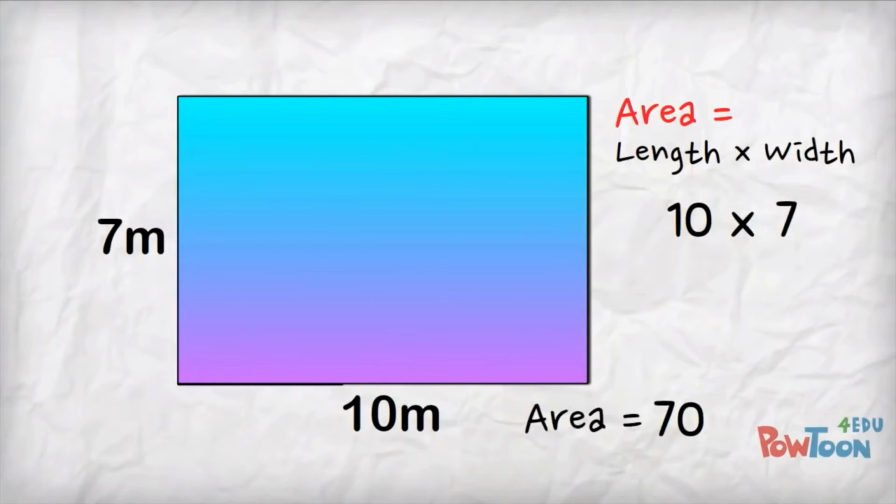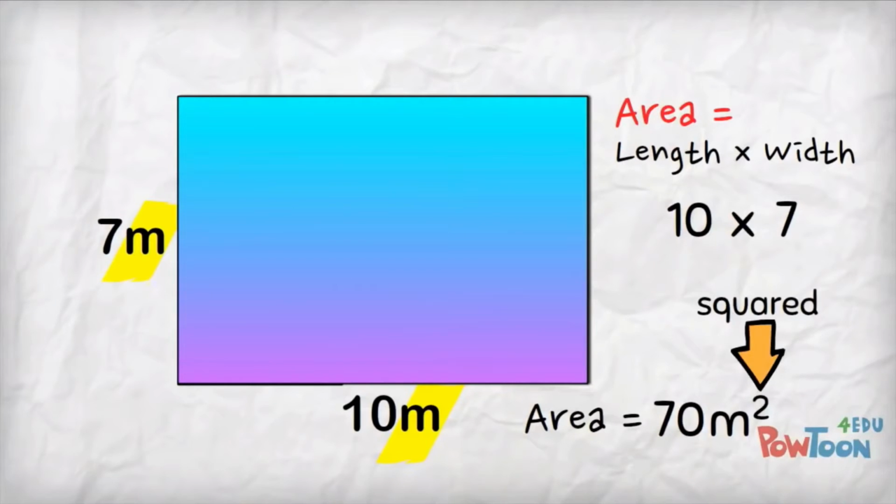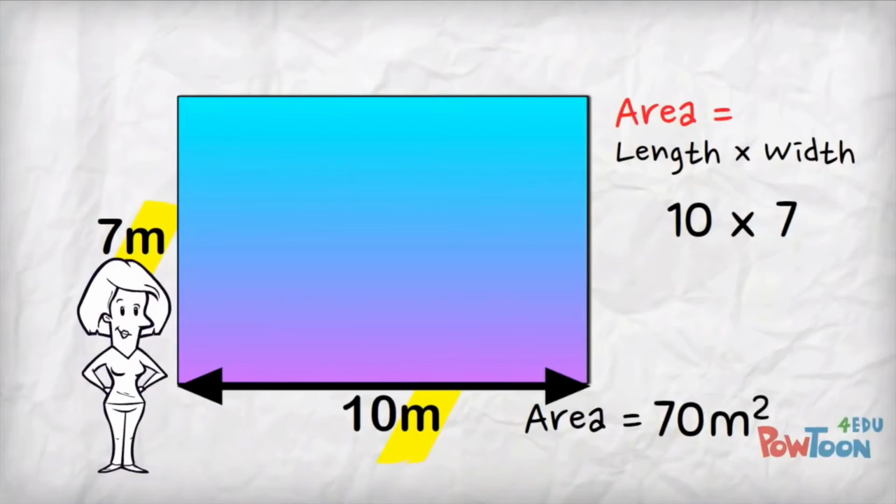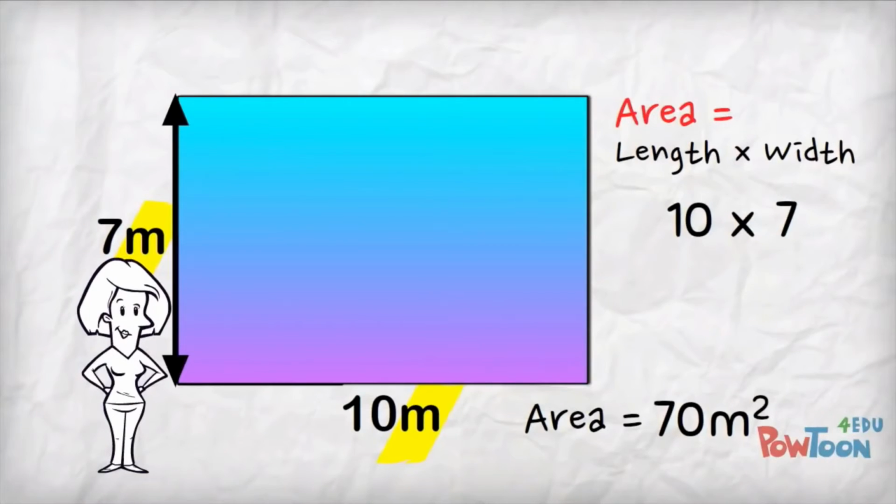70 what? The diagram shows us the measurements are in meters, so we have to put that in our answer. Area is 70 m² for meters squared. The little 2 superscripted up here stands for squared. It makes sense because we measured in 2 dimensions, length and width.